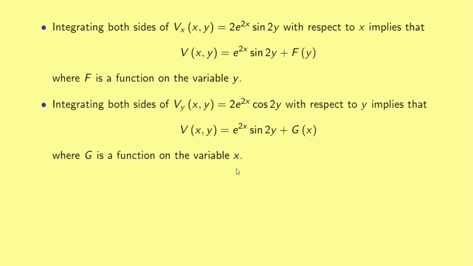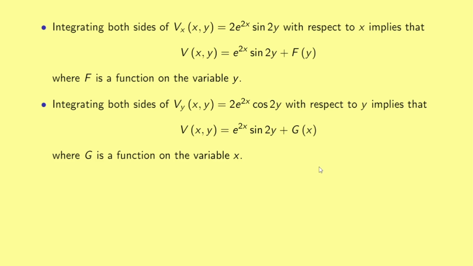Doing the same thing with the other expression, we integrate with respect to y, and we obtain that v of x, y equals e to the power 2x times sine 2y plus a function g which only depends on x. If we differentiate this expression with respect to y, we obtain what we had here, 2 times e to the power 2x times cosine 2y, and since g of x only depends on x, we get 0. If we take the difference between the two expressions, because v is the same function, we get that f of y minus g of x equals 0 for all x and all y.